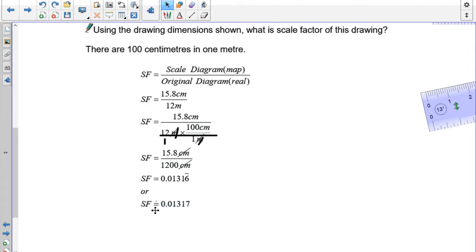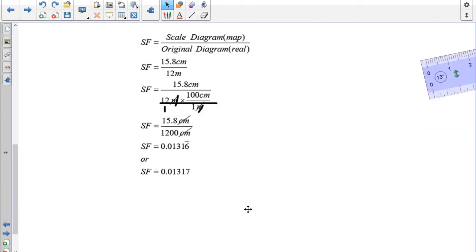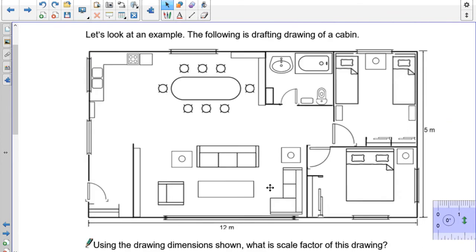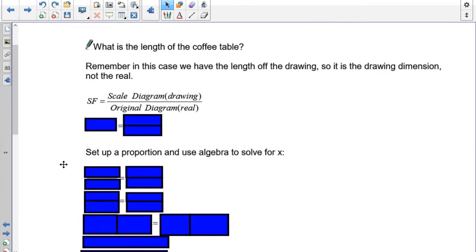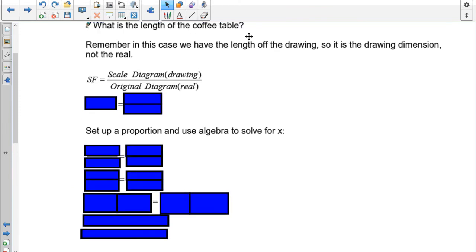And there you go. You see the dot above that equal sign? That means this has been rounded. Now that I have the scale factor, I can answer questions about how big things are inside this drawing here. So what is the length of the coffee table?